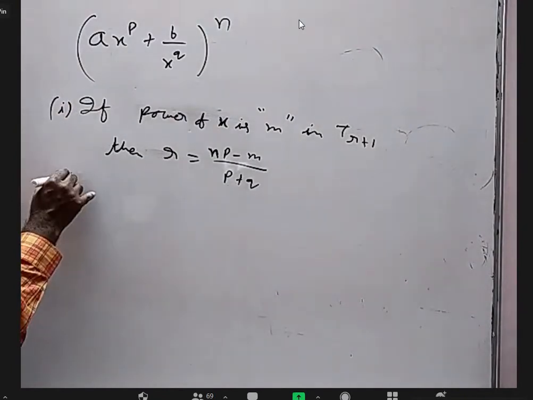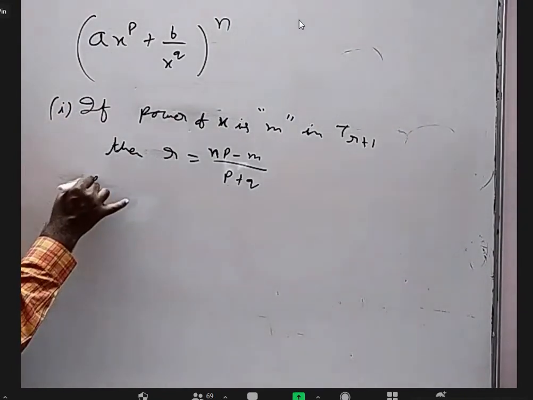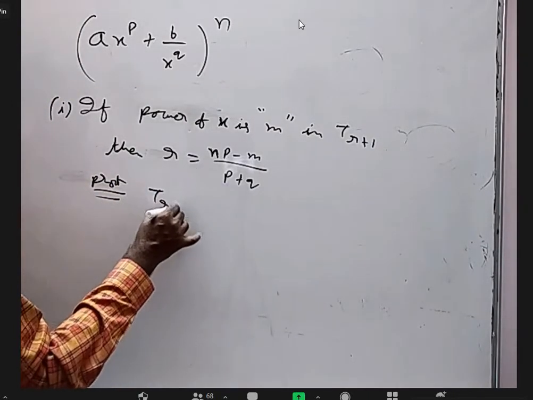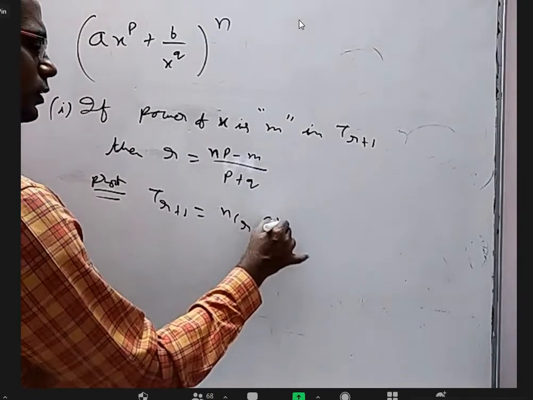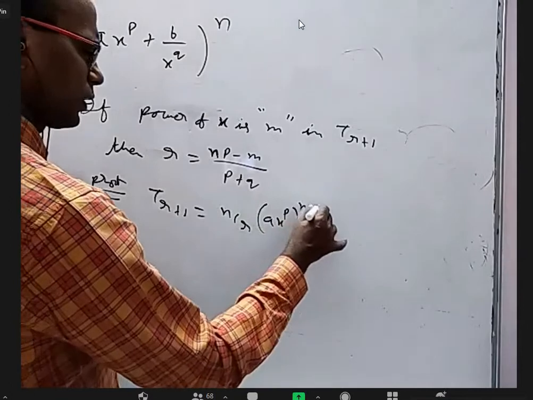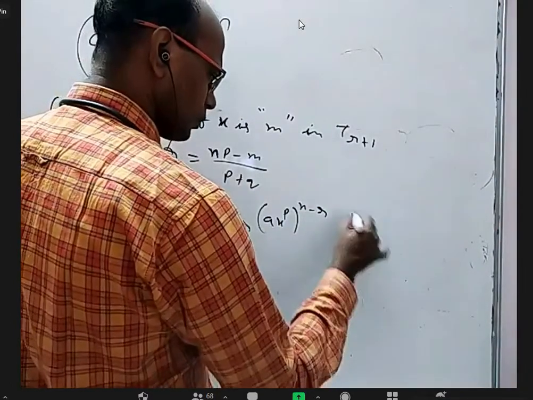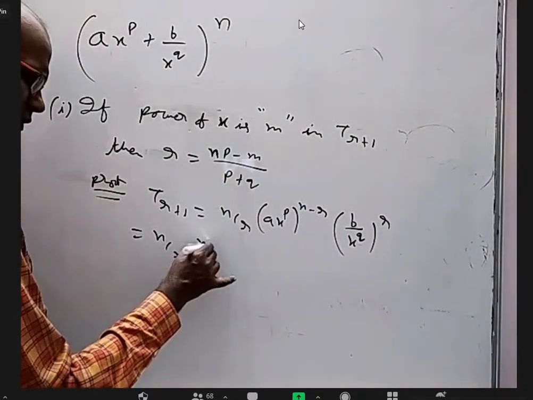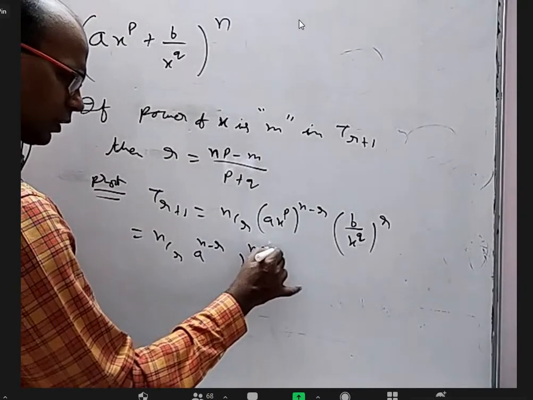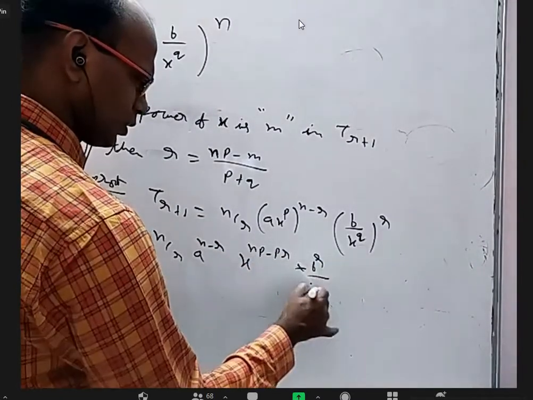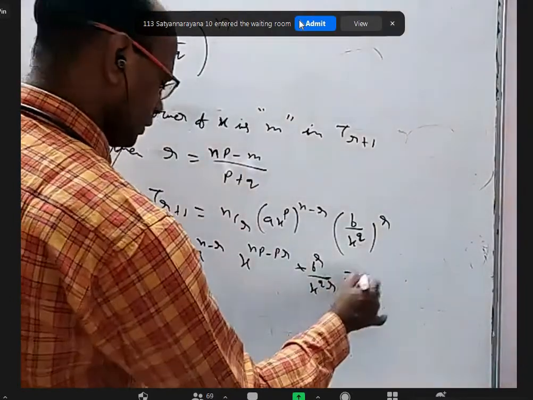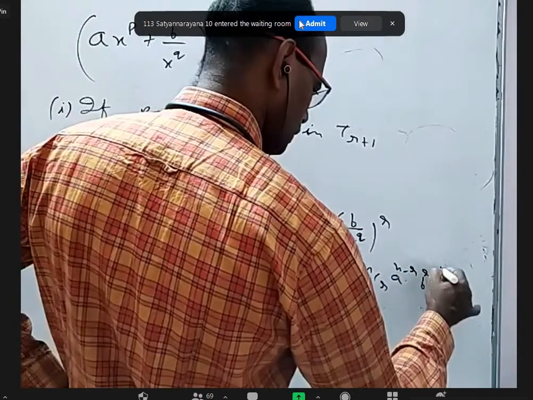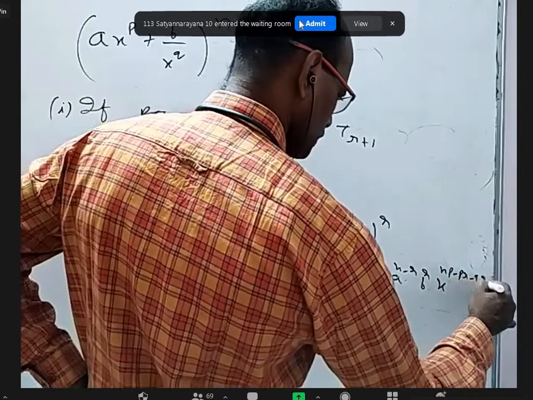This is one thing. I'll tell the proof and I'll tell one more point. Okay, let us write the proof of this. What is the (r+1)th term? nCr (ax^p)^(n-r) (b/x^q)^r, which is nCr a^(n-r) x^(np-pr) b^r x^(-qr). So this is nCr a^(n-r) b^r x^(np-pr-qr).